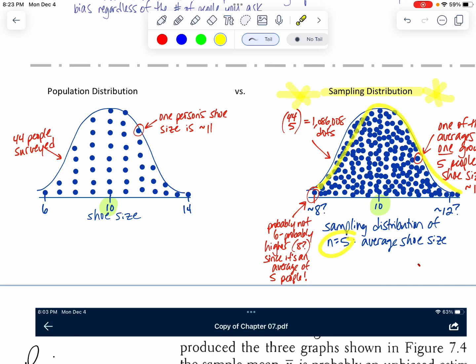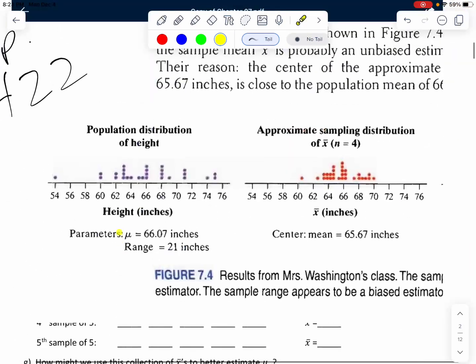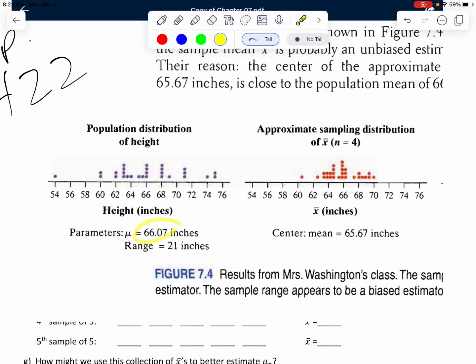Remember, every dot here represents a sample average of 5 people. And when you average all the averages together, again, it'll be about the same as what it is for the population. We got that right here. The average here is about 66. The average here was really close to that. And that's because not every single dot is present here. This is approximate.